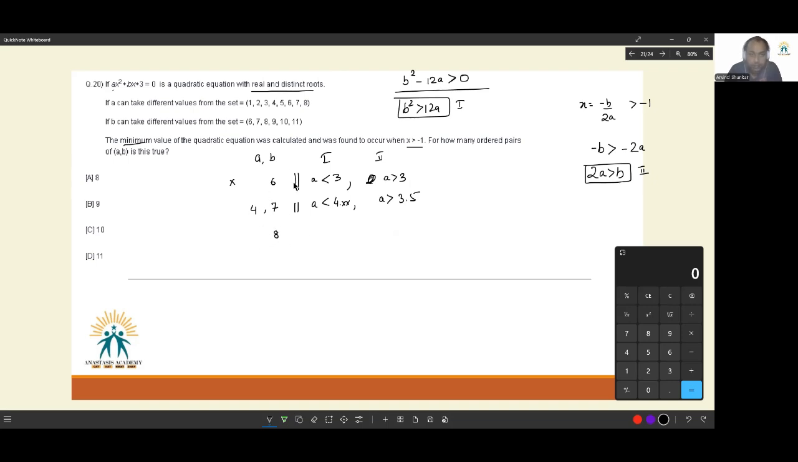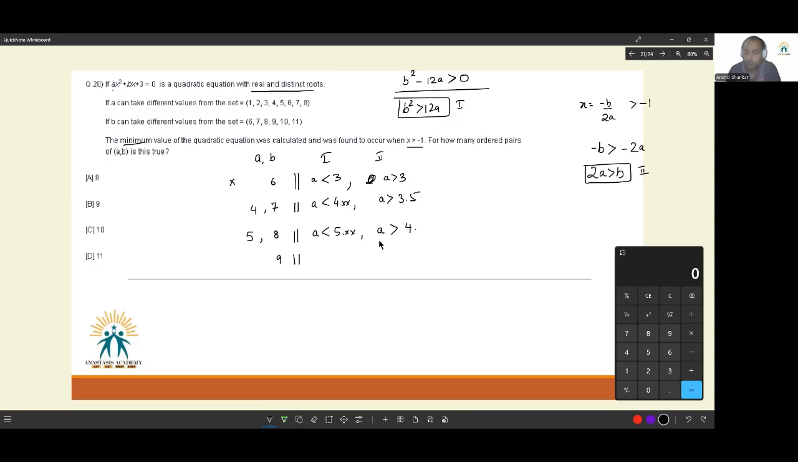Then I have 8. So A has to be less than 5 point something something. And A has to be greater than 4. Again, just one case will be possible, which is A being equal to 5. Just one case is possible.